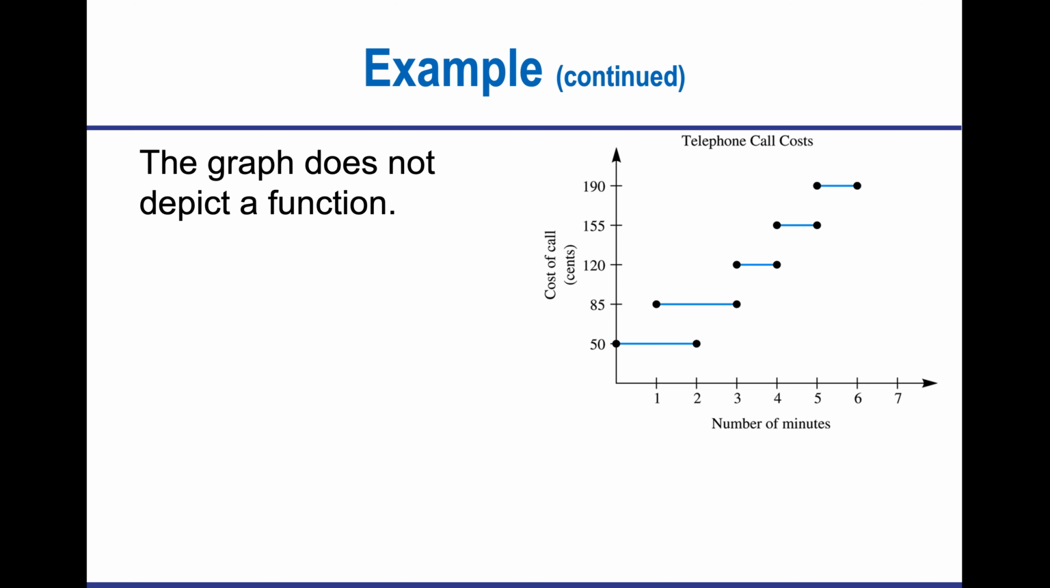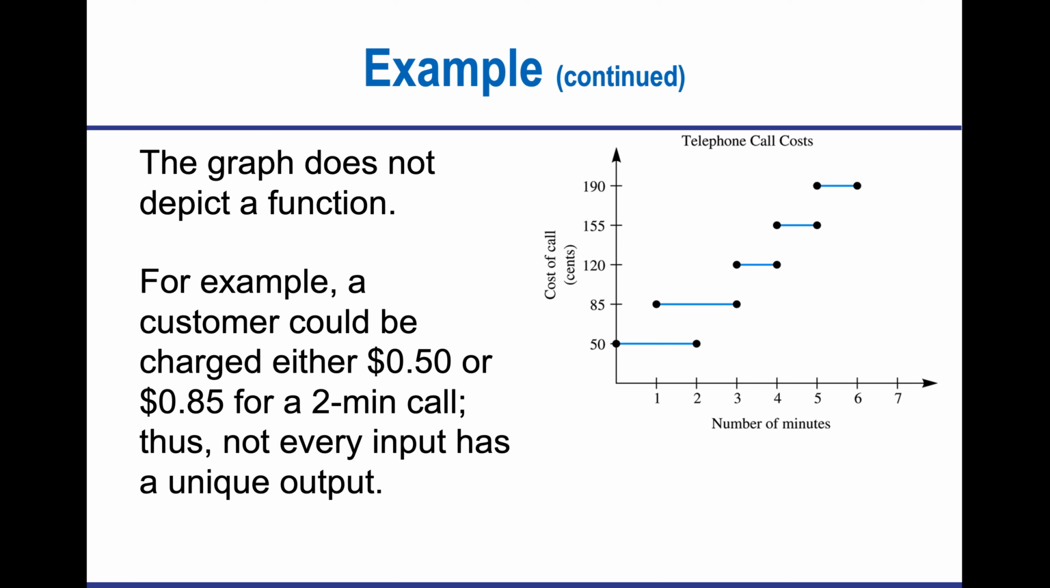If the graph does not depict a function, meaning that it does not pass the vertical line test, so if I draw a vertical line right here, I'm going to see it touches more than one time, that means that there's more than one value. It's going to not be a function. For example, in this case, I could be charged either 50 or 85 cents for a 2-minute call. It could go either way.